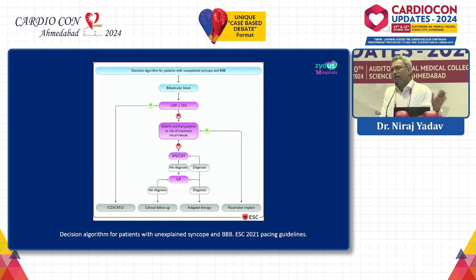If ejection fraction is less than 35, usually you would like to add a defibrillator in this patient. But if it is not so, you would like to try to find out the cause by subjecting this patient to EP study and subsequent ILR to look at the cause of syncope.